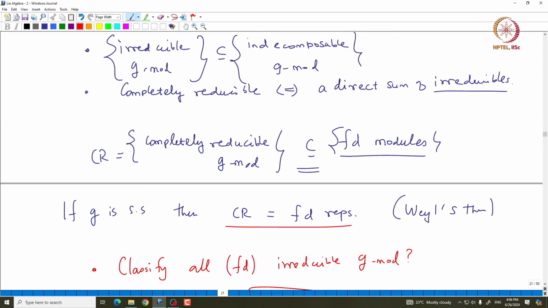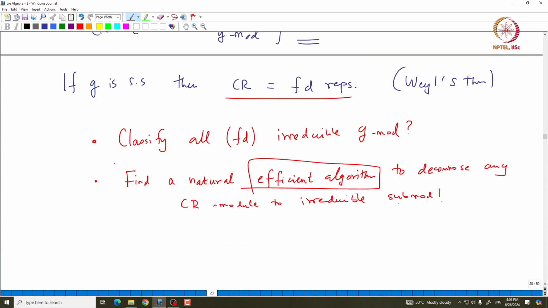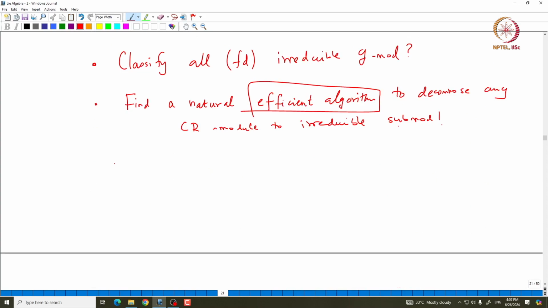As I said, this complete reducibility can also be weakened further. Any sum of irreducible submodules will become a direct sum of irreducible submodules, and that will imply that the module is completely reducible. What we will do is start with the representation theory of SL2 before moving into the general theory of SLN and GLN. We need to understand completely what happens in SL2.